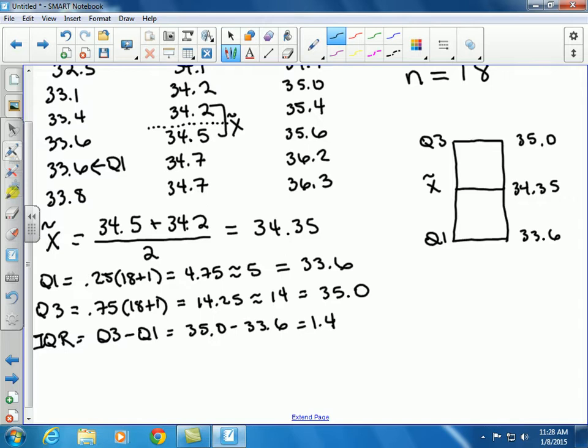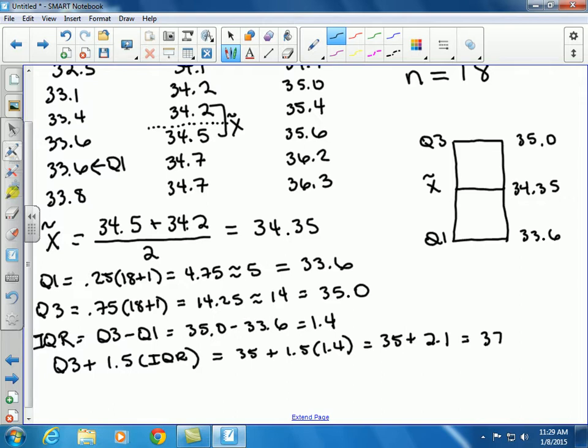Okay, so what we need to do now is to create the whiskers that come out. We take the third quartile and we add to it 1.5 times the interquartile range. And I didn't make that 1.5 up. It's a definition of how you create a box plot, so it's always set at 1.5. That Q3 happens to be 35, and then we do plus 1.5 times 1.4 that we just found. If you add those, you get 35 plus 2.1, and that is 37.1.